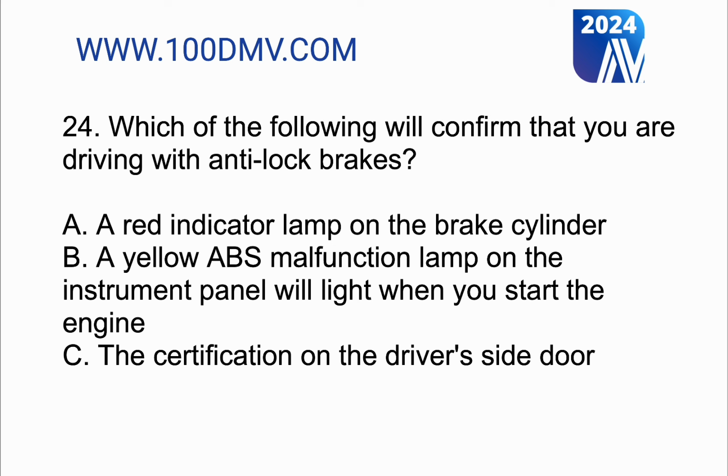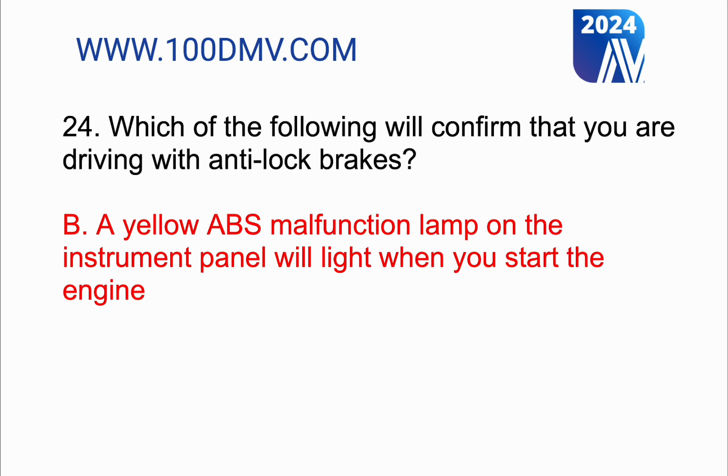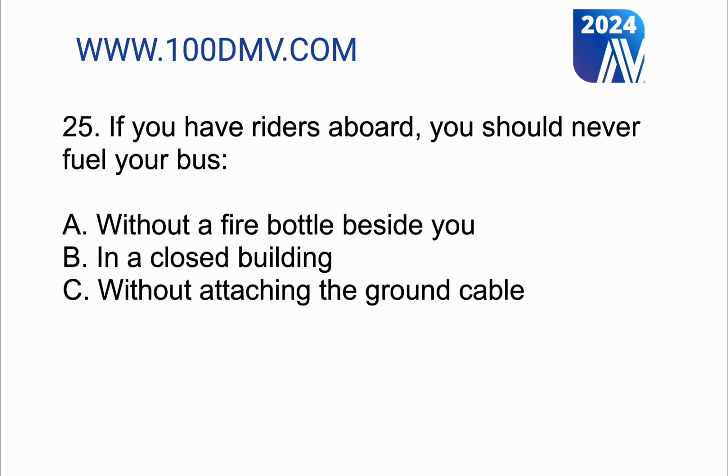24. Which of the following will confirm that you are driving with anti-lock brakes? A. A red indicator lamp on the brake cylinder. B. A yellow ABS malfunction lamp on the instrument panel will light when you start the engine. C. The certification on the driver's side door. The correct answer is B. A yellow ABS malfunction lamp on the instrument panel will light when you start the engine.